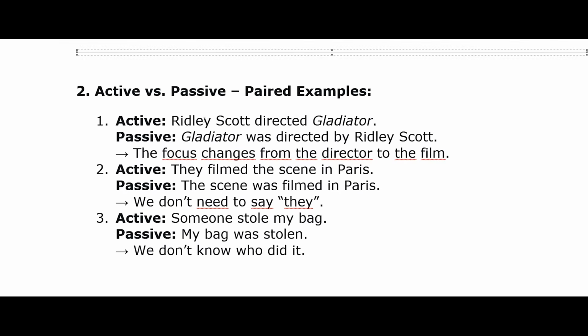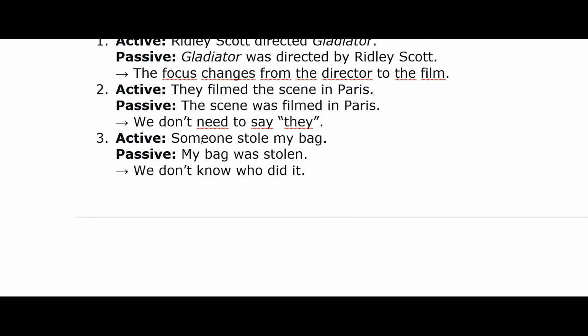Paired examples. Active: Ridley Scott directed Gladiator. Passive: Gladiator was directed by Ridley Scott. The focus changes from the director to the film. Next. Active: They filmed the scene in Paris. Passive: The scene was filmed in Paris. We don't need to say "they" here. Active: Someone stole my bag. Passive: My bag was stolen. We don't know who did it.